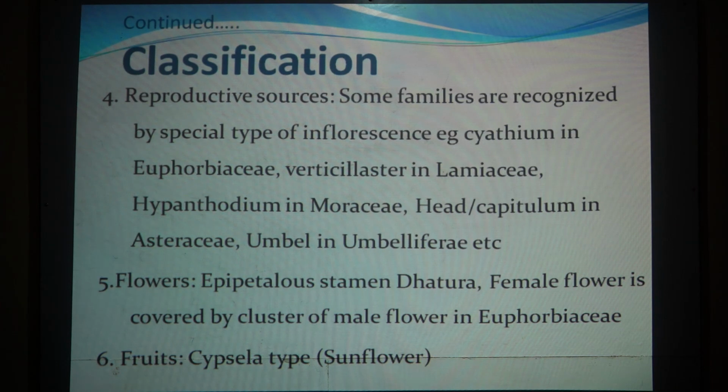Then other morphological characters like the calyx of Lamiaceae, the corolla of Fabaceae, that is Papilionaceae, diadelphous stamens of Fabaceae, carpels in Caryophyllaceae, or gynobasic style characteristic of Lamiaceae. Then the family Euphorbiaceae is characterized by Cyathium inflorescence, where the female flower is surrounded by a cluster of male flowers. One stamen represents one male flower. This is the distinguishing feature of the family Euphorbiaceae.